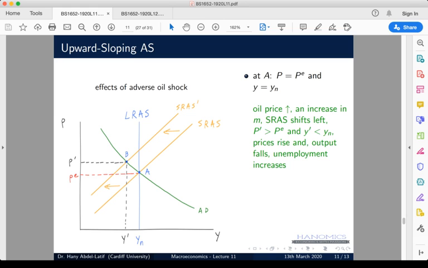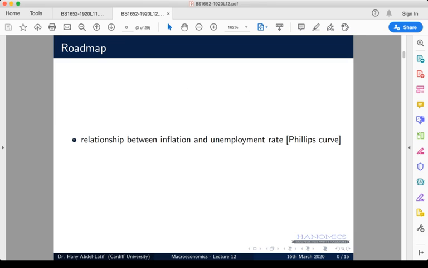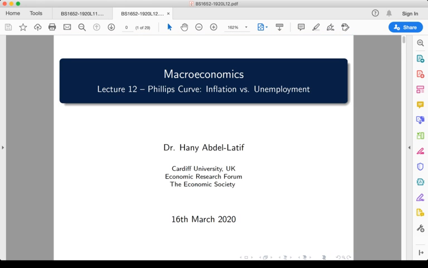So what I want to do today is move to talk about the Phillips curve and the relationship between the inflation rate and the unemployment rate. We'll give some history of this relationship, and then we'll see how it developed, or how economists now understand this relationship.